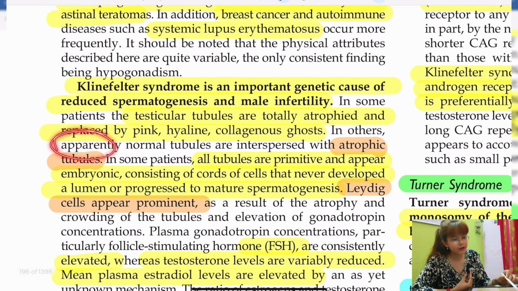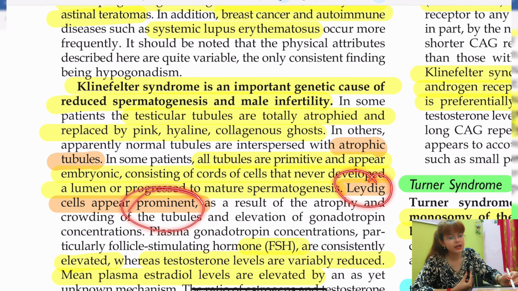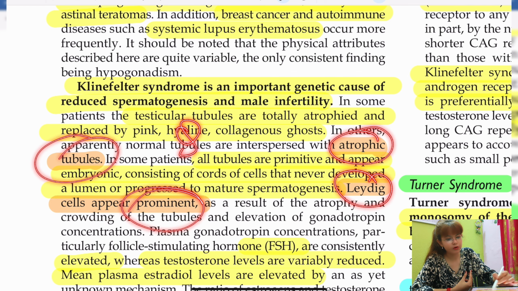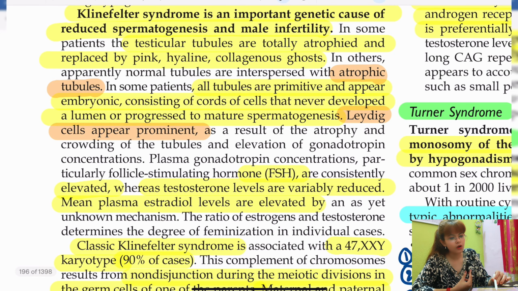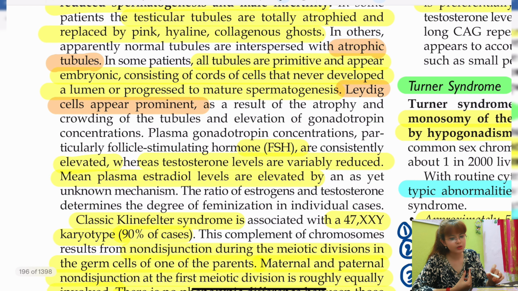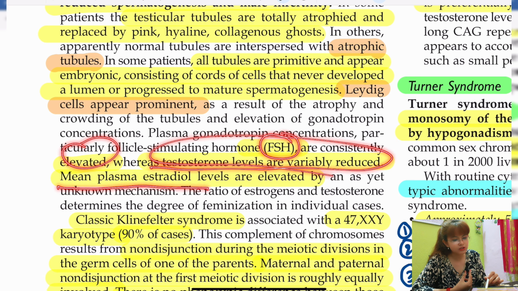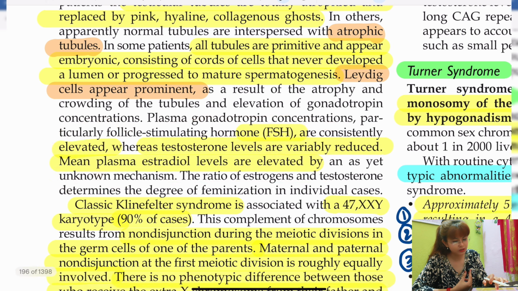The tubules become atrophic over here. The Leydig cells become prominent. Again, an important point: Leydig cells become prominent, the tubules become atrophic. All the tubules are primitive and appear embryonic, consisting only of cords of cells that have never developed, and therefore there is no mature spermatogenesis happening over here. You can see that the level of FSH is elevated and testosterone level is reduced. Estradiol levels are also increased.